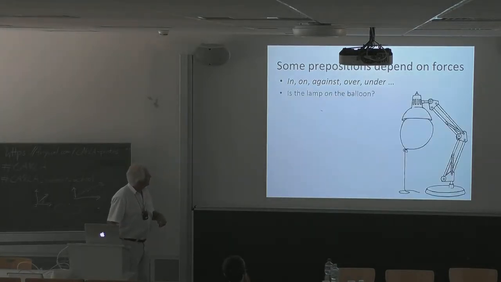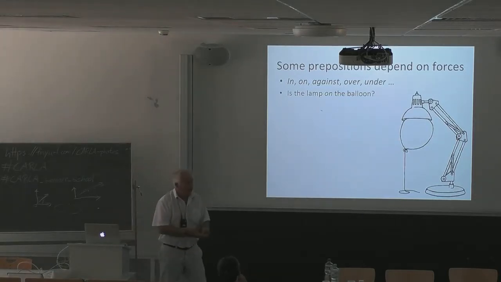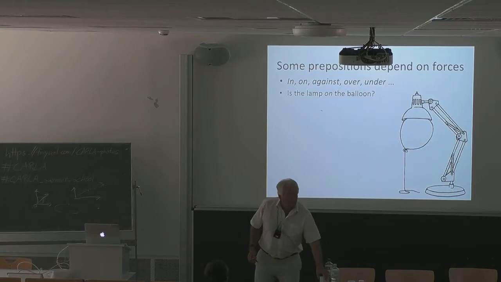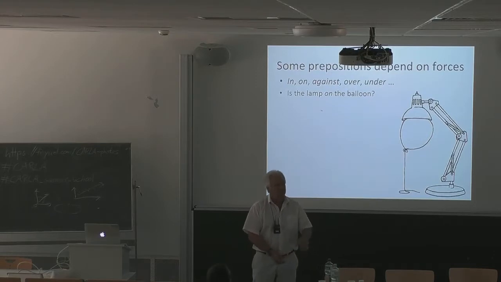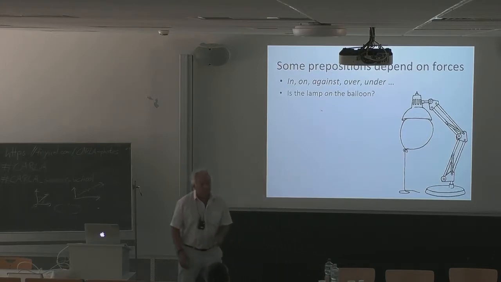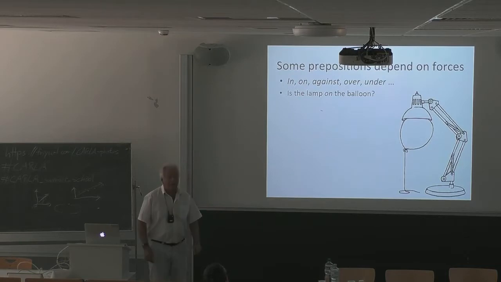Here is another example, "on." Normally we think of "on" as, I mean, this cup is on the table. It's a kind of spatial connection. It's in contact and so on, and it's above. But I would say that's not enough. So my question is, in this case, is the lamp on the balloon? No. I mean, English speakers normally don't say it's on.